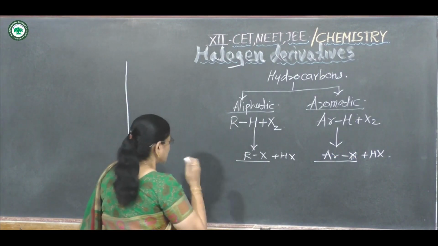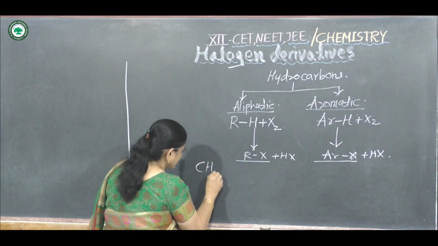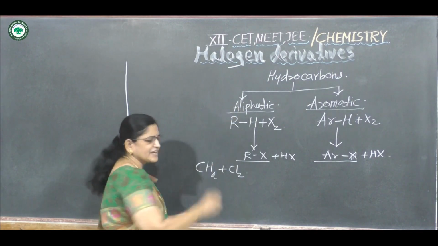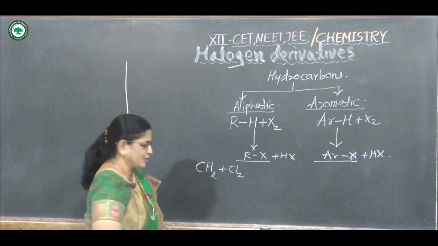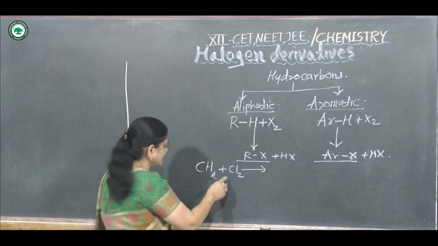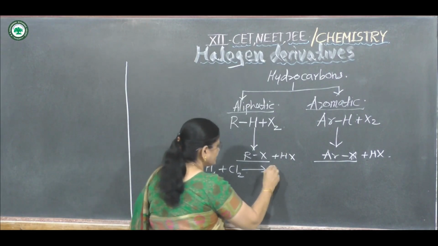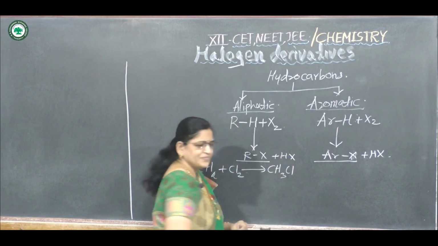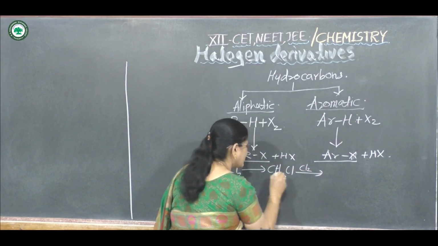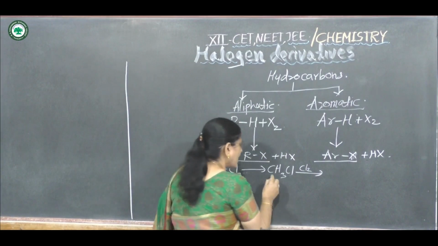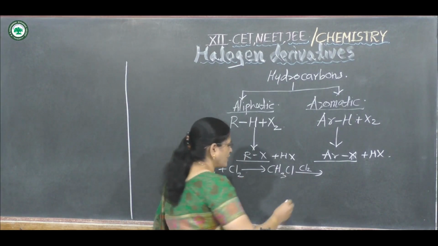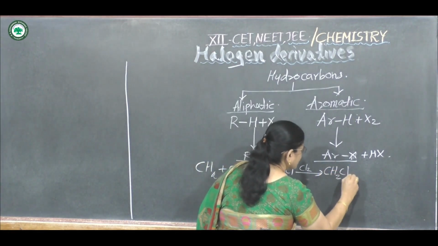For example, suppose CH4 plus Cl2. CH4 is an aliphatic hydrocarbon. If it reacts with a chlorine molecule, then one hydrogen atom gets replaced by one chlorine atom and it gives CH3Cl. Again, another molecule of chlorine reacts with this CH3Cl, and another hydrogen atom is replaced by a second chlorine atom, giving CH2Cl2.